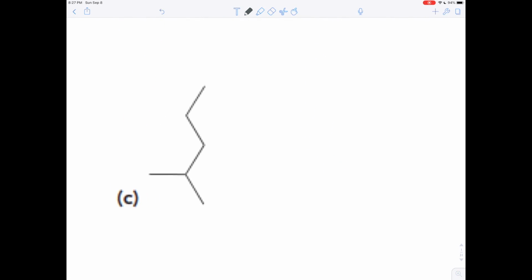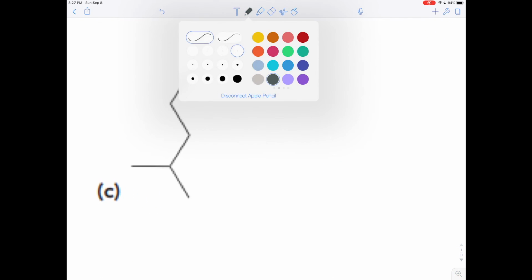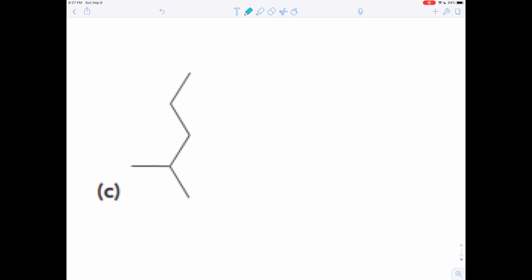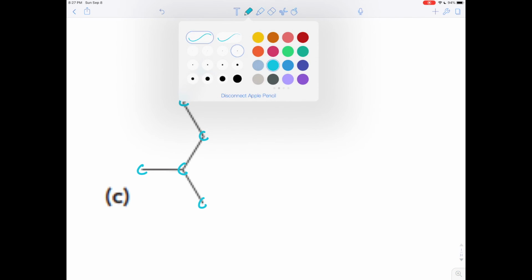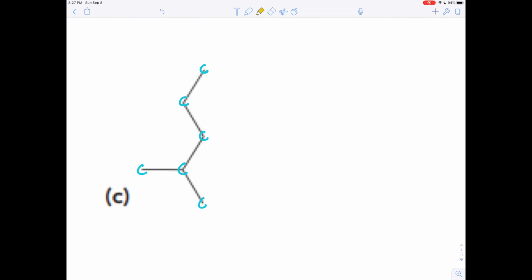Okay, next structure. First step, let's draw in the carbons. The carbons are always at the end of the lines and at these little corners in the middle of the zigzags. So this is a carbon, carbon, carbon, carbon, carbon, and carbon. Now none of these carbons has a formal charge because we don't see a plus or minus sign on the molecule. And if a carbon doesn't have a formal charge, then it must have 4 bonds.